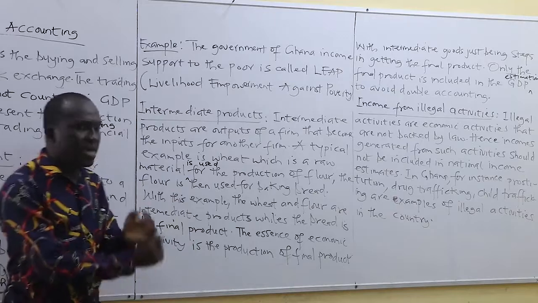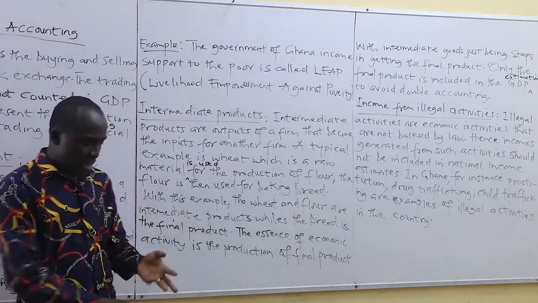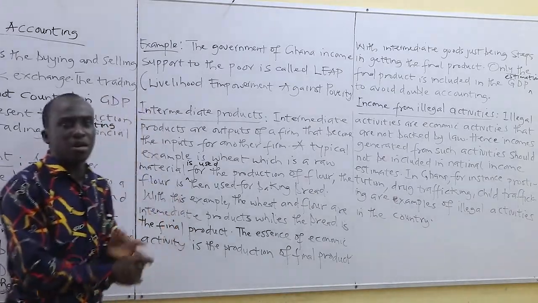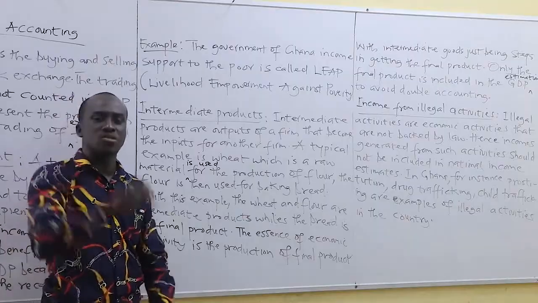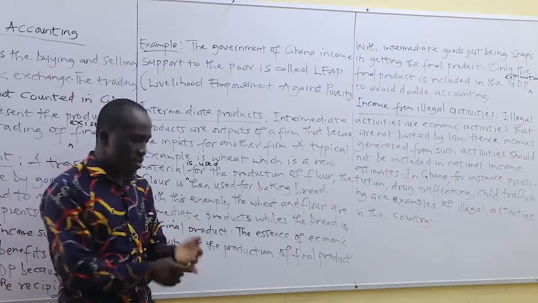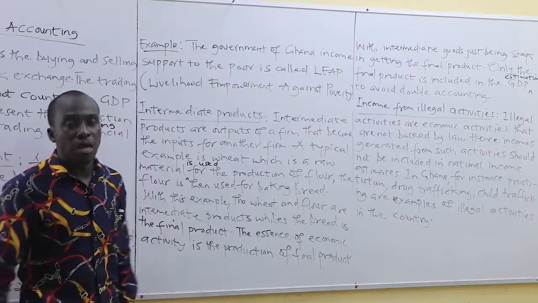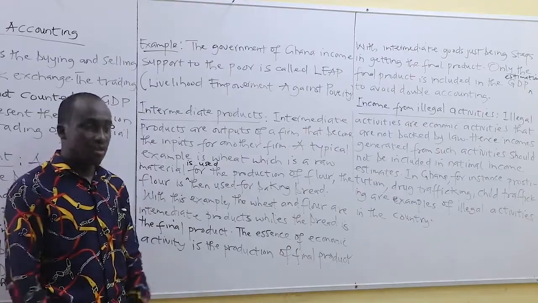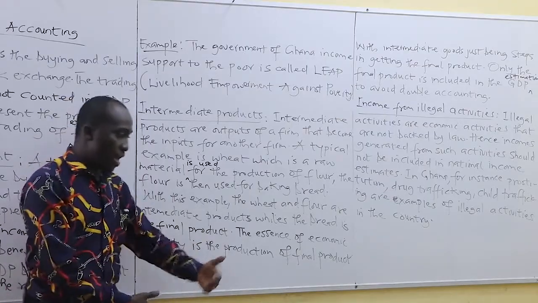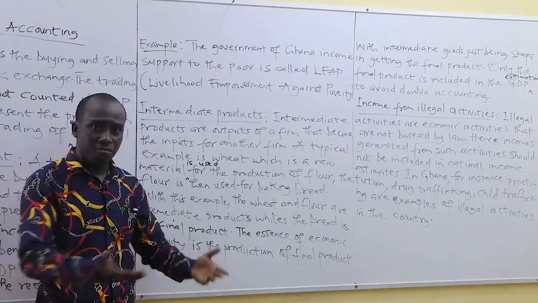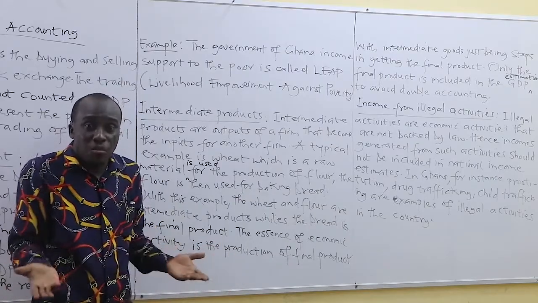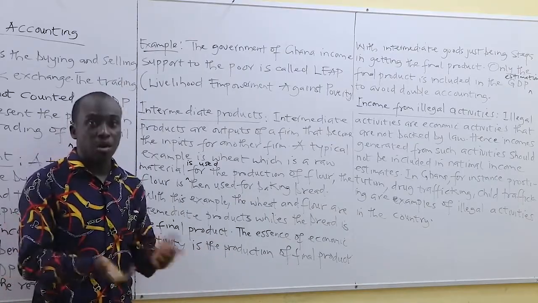So you cannot count wheat and add it to the GDP, count flour and add it to the GDP, and count the bread. What have you counted? You're counting something three times. You count wheat, flour and bread. No, we don't do that. It's double counting. If the wheat was turned into flour, and the flour into bread, then what we add is the bread. The bread is the final product. The wheat and the flour are intermediate products.